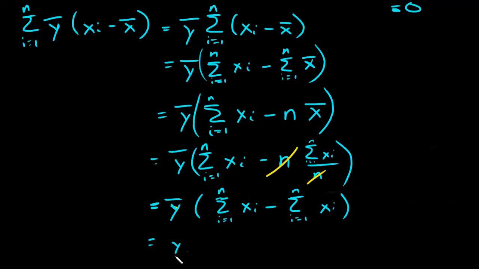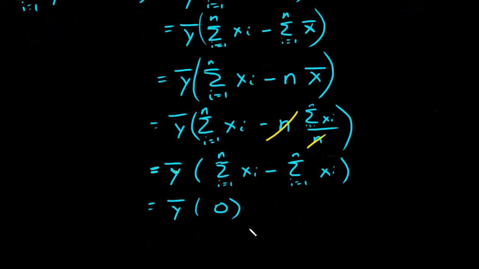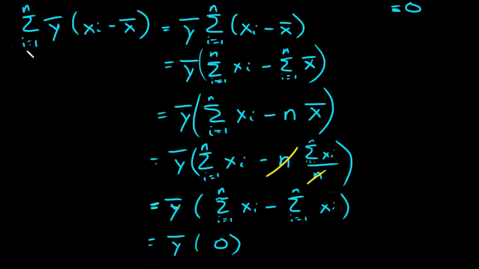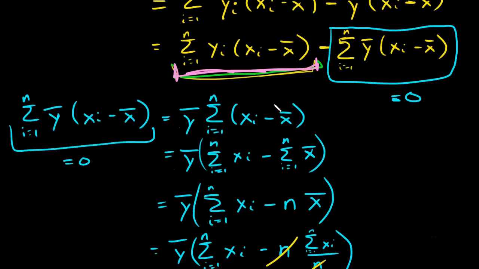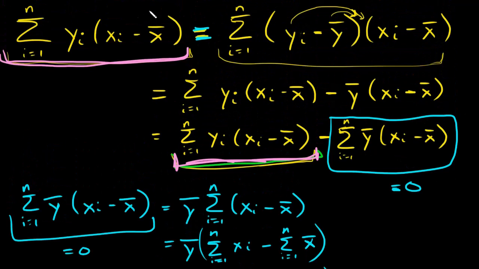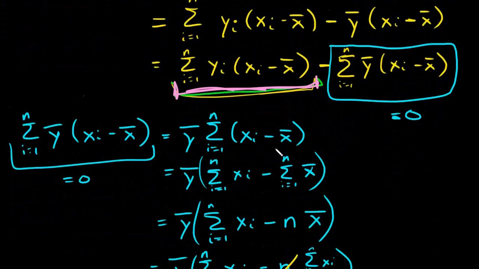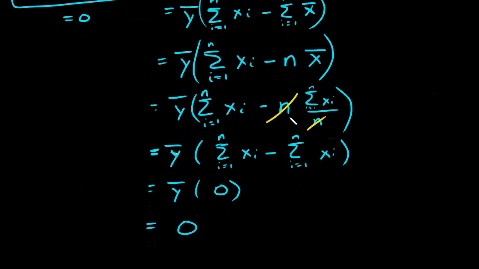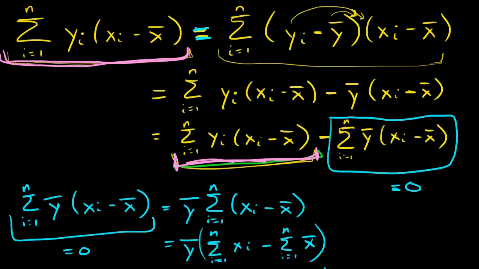So I end up with y bar times 0. Anything times 0 is 0. So I have shown that this piece here equals 0, and if it equals 0, then I've shown that this relationship is true. Thanks for watching, and I hope that this clears up why it is that I just go from here to here.